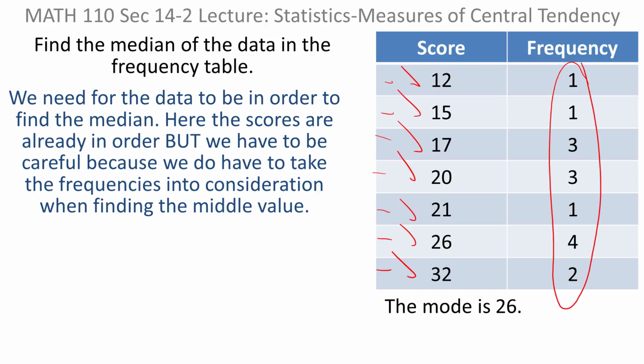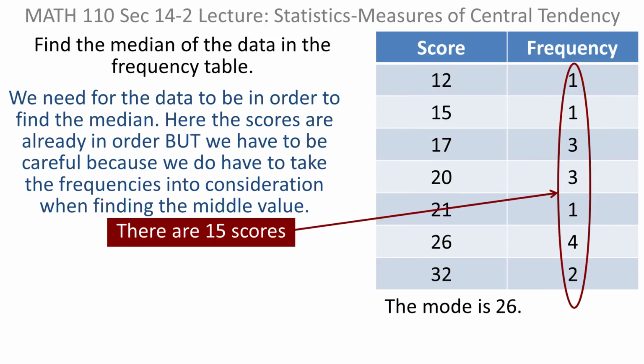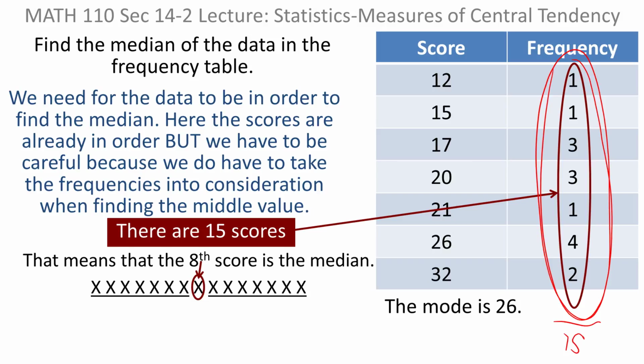You can't just say there are 7 data points. There are actually more than that, because, for instance, you have 17 appearing 3 times, and 20 appearing 3 times, and 26 appearing 4 times, and so on. So when you're looking for the median, you have to be careful about what the middle is. And I'm going to go carefully through this and show you how you can count it. I know that if there are 15 data points, and there are, if you add up all the frequencies, you get 15. There are 15 data points.